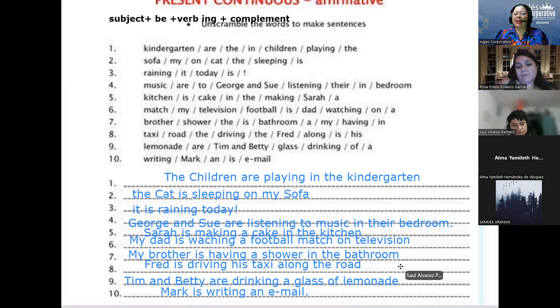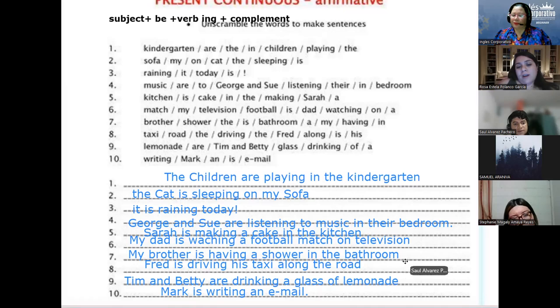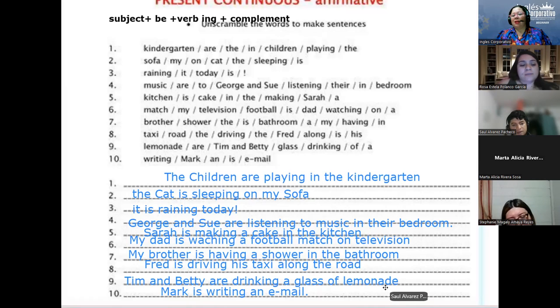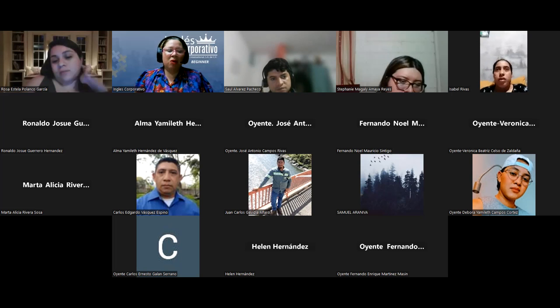Okay, number 8, negative. Fred isn't driving his taxi along the road. Number 9, negative. Tim and Betty aren't drinking a glass of lemonade. Okay, and the number 10? Mark isn't writing an email. Very good. Okay, people, I think we completed, right?